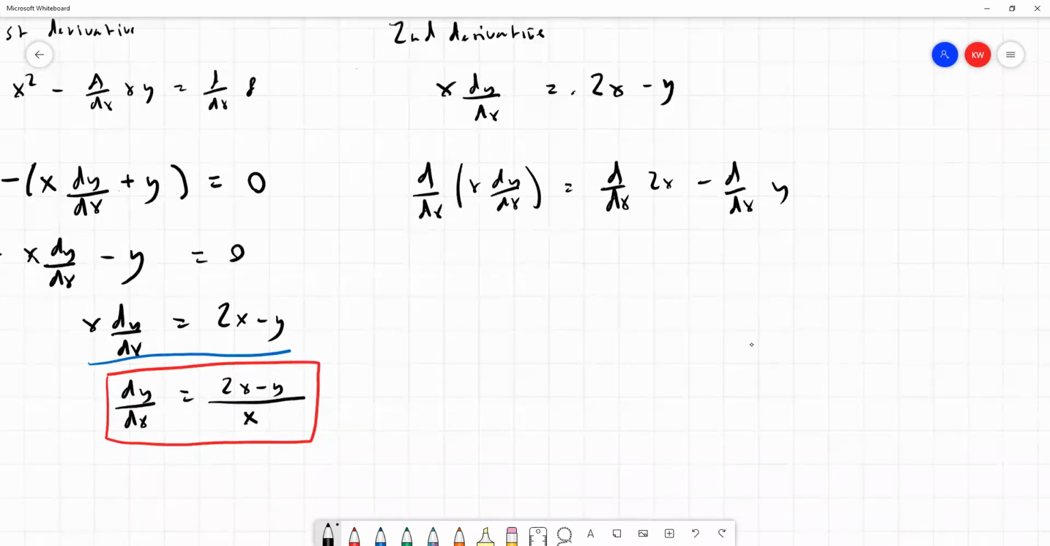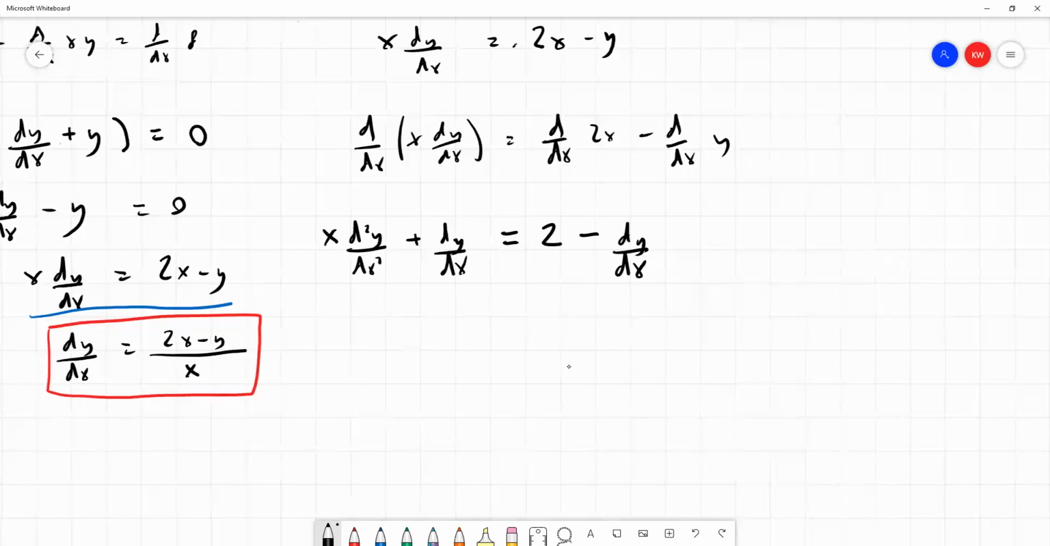On the left-hand side, again, we're going to be encountering the product rule with x times dy by dx. So let's take x times the derivative of dy by dx, so that's x times d squared y by dx squared, and then take dy by dx times the derivative of x. Well, the derivative of x is 1, so we're just left with dy by dx. On the right-hand side, the derivative of 2x with respect to x is 2, and the derivative of y with respect to x is 1 times dy by dx. We're left with minus dy by dx here.